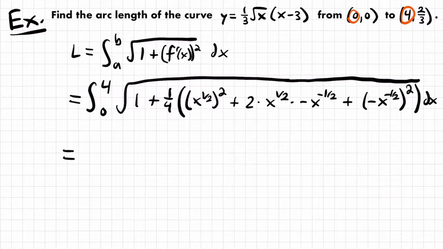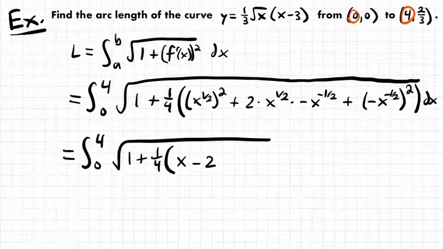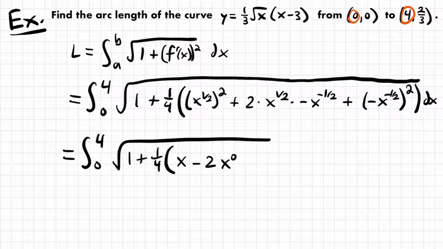Okay, and so if I clean up my work here, we can simplify further. And so we'll have that this is equal to the integral from 0 to 4 of the square root of 1 plus 1/4 times x to the 1/2 power squared. And so if we multiply those exponents, we'll have 1/2 times 2, which is 1. So we have x to the power of 1, or just x. And then our next term is 2 times x to the 1/2 power times negative x to the negative 1/2 power. So we're at least going to have minus 2. But then x to the 1/2 power times x to the negative 1/2 power, if we add those exponents, is just 0. So we have x to the power of 0, which is just equal to 1. So we have negative 2 times 1. And so we just have negative 2.